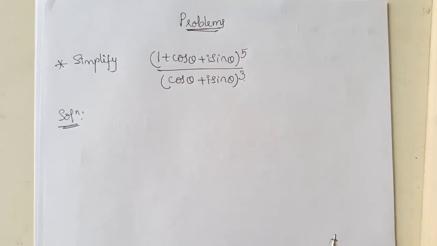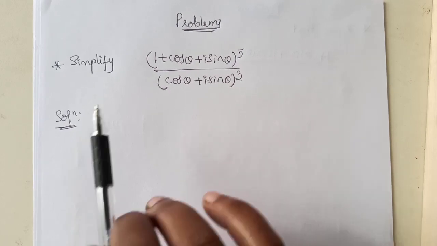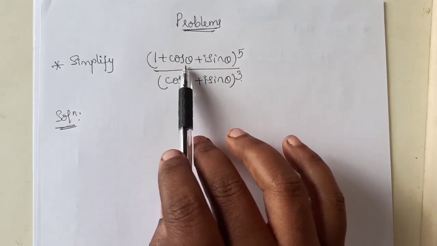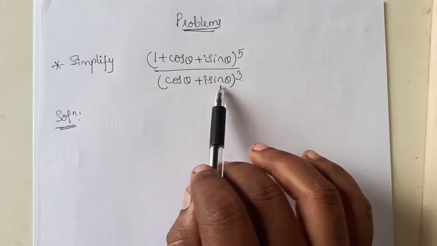Hello everyone, we'll solve some problems on De Moivre's theorem. So this is the first problem. Simplify (1 + cos θ + i sin θ)^5 divided by (cos θ + i sin θ)^3.